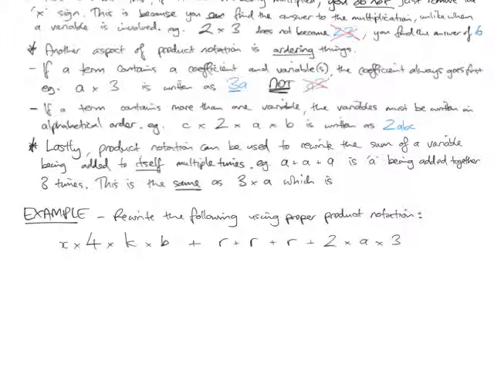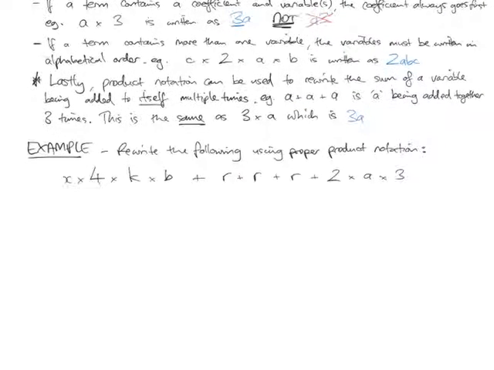Lastly, product notation can be used to rewrite the sum of a variable being added to itself many times. So for example, a plus a plus a. That's a getting added together 3 times over. That's the same as timesing a by 3. 3 times by a, and just above, as we've established, 3 times by a would be written as 3a by removing the time sign. So just be wary if you see the same variable being added together to itself many times. It can be simplified to that variable times by the number of times it got added together. That's another aspect of product notation.